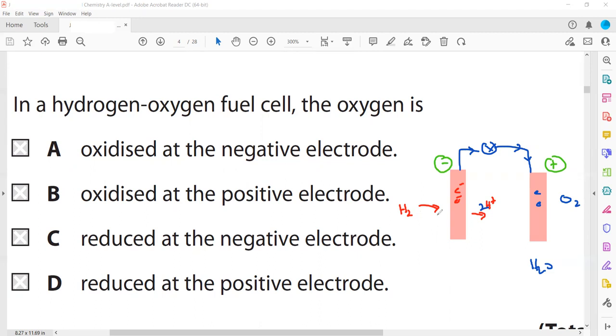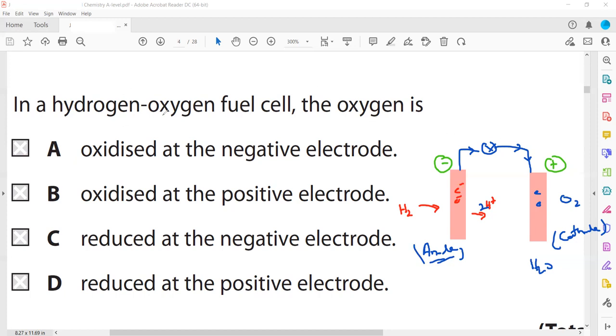So we call this electrode the anode, because at the anode oxidation always happens. So this is the anode with reference to loss of electrons, and this is the cathode with reference to gain of electrons. So anode and cathode here refer to loss or gain of electrons, and negative electrode and positive electrode are referred for the movement of electrons.